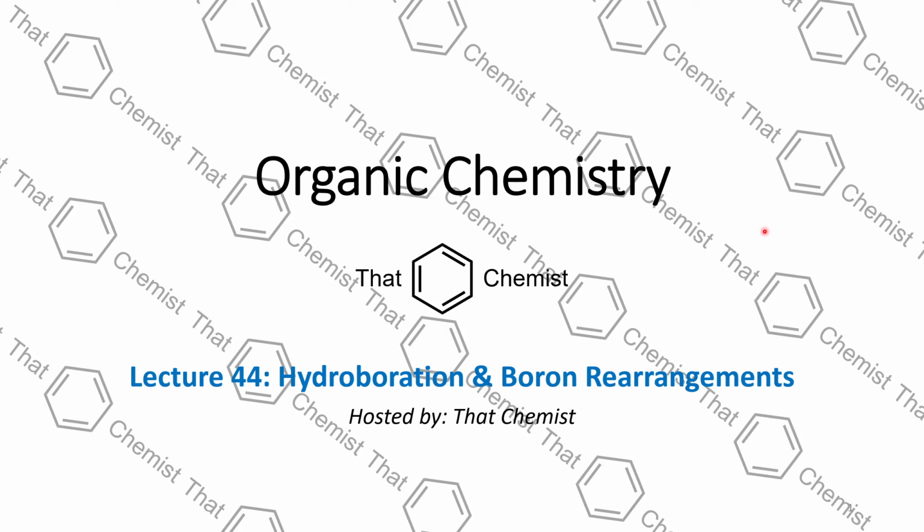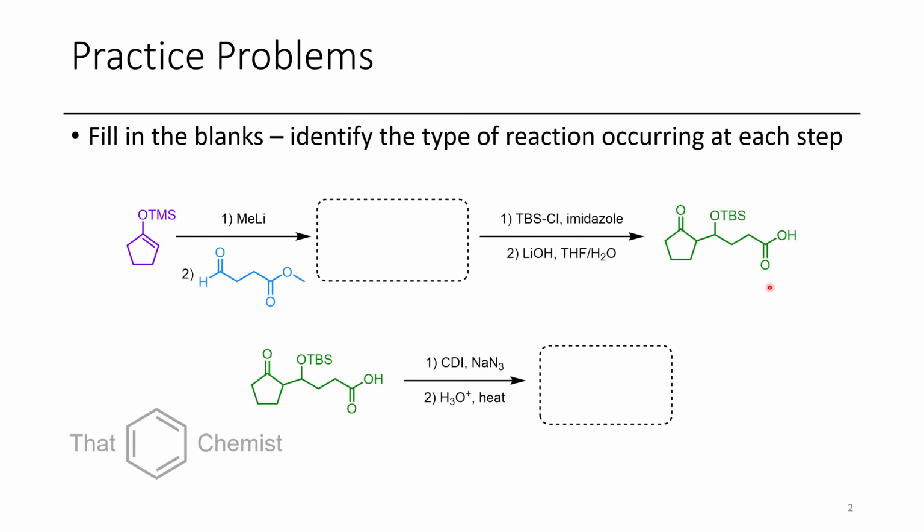Except from now on, we're not going to go with introductory anymore, as the topics that we're starting to discuss are becoming quite advanced. Today we're going to talk about hydroboration and 1,2-boron metallate rearrangements. But before we get into that, let's go through the practice problems that I assigned last lecture.